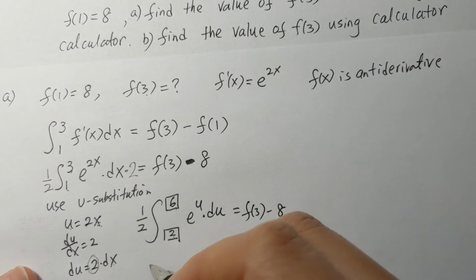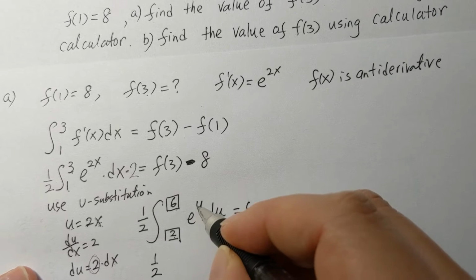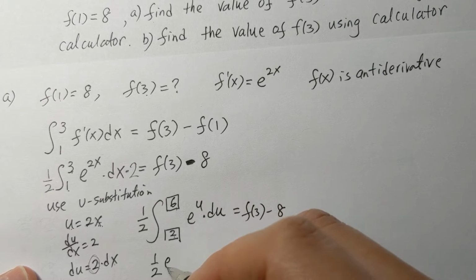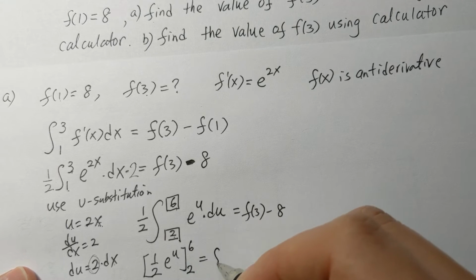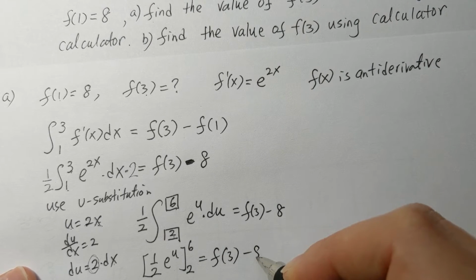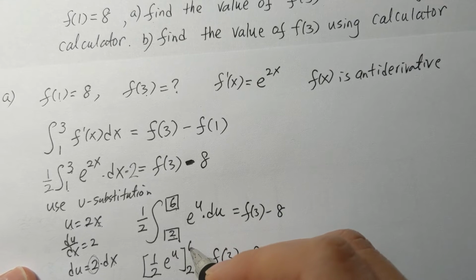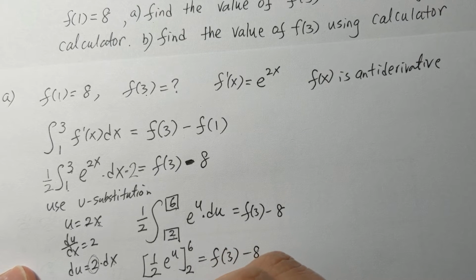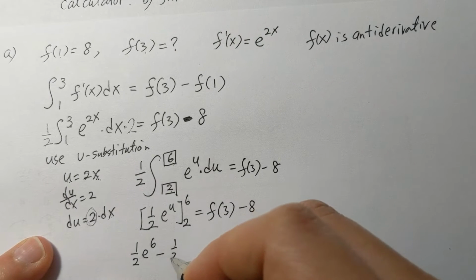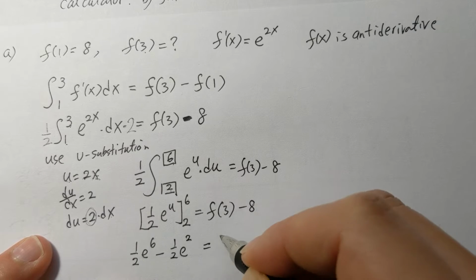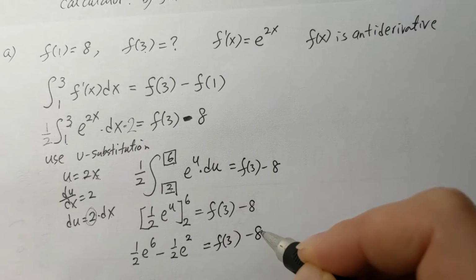Now we continue to integrate, so we get 1/2. The antiderivative of e to the u is e to the u. So we put 2 to 6 equal to f of 3 minus 8. Now we do substitution. Don't forget to do the top first. 1/2 e to the 6 minus 1/2 e squared equal to f of 3 minus 8.